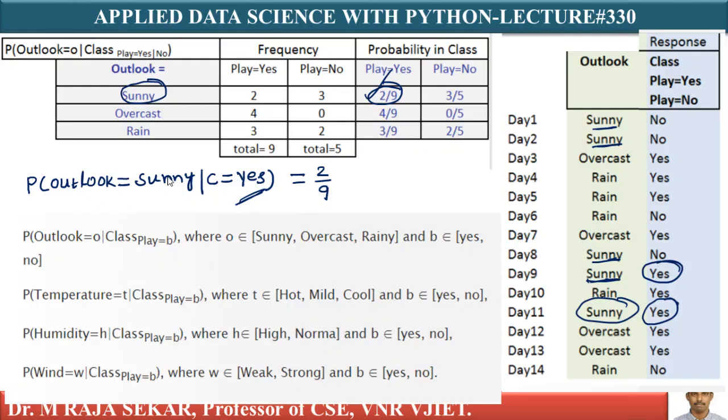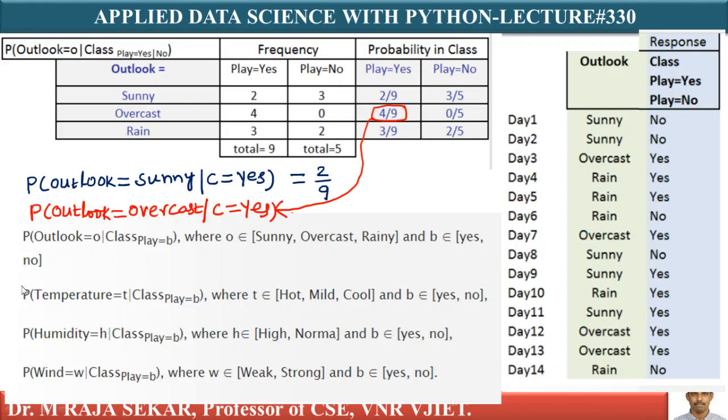Probability of Outlook equal to sunny, probability of Outlook equal to overcast, probability of Outlook equal to rain. These particular columns I copied from my training data set, which I have shown in my first slide. I have to calculate all probabilities from this training data set. Not only for Outlook, I must calculate probabilities. This calculation of probability is simple and straightforward. Just refer to this table, you can understand everything.